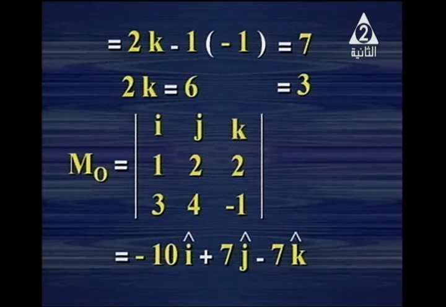After that, k. What is the square determinant of k? K lies in the first row, third column. Then the square determinant is 1, 2, 3, 4. What is the value? 1 times 4 is 4, minus 2 times 3 equals 6. 4 minus 6 equals negative 2. Remember, dear student, for i, j, k the signs are i positive, j negative, k positive.